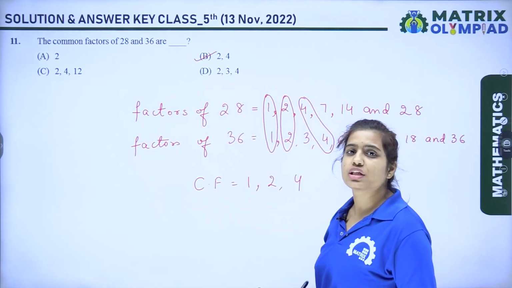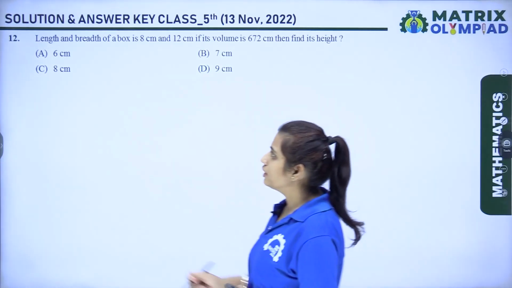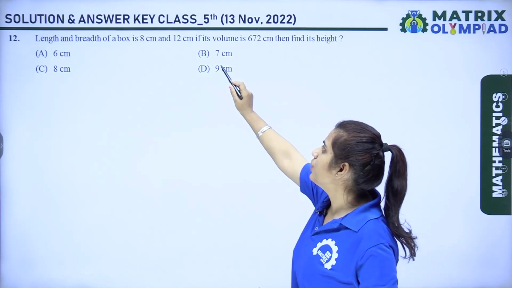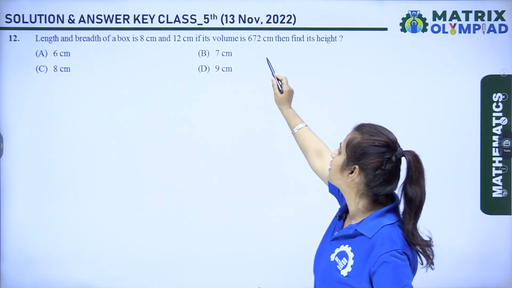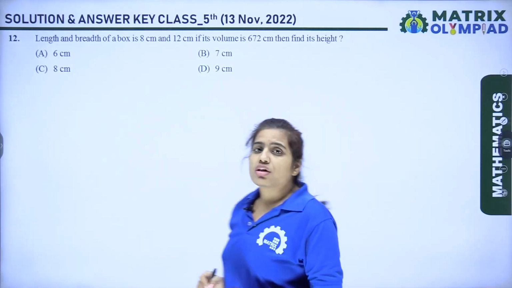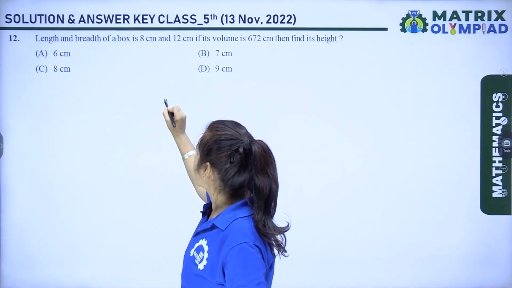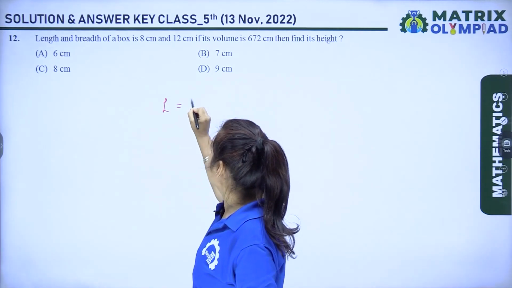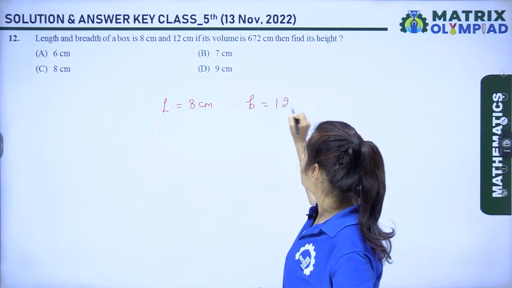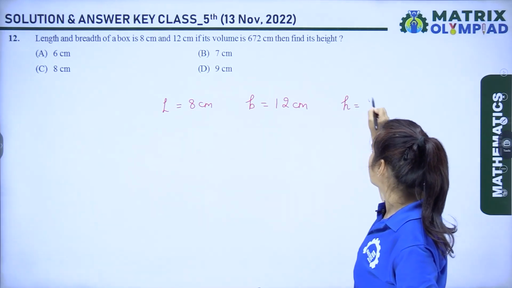Now let's begin with the next question, that is question number 12. Now question number 12 is, length and breadth of a box is 8 cm and 12 cm. If its volume is 672 cm cubed, then find its height. So here we are given the length and breadth of a box. Length is equal to 8 cm, breadth is equal to 12 cm. And we have to find out the height of the box.